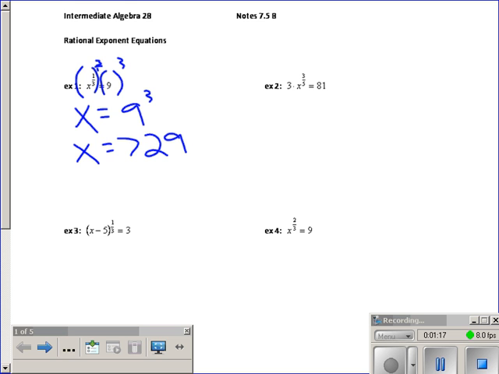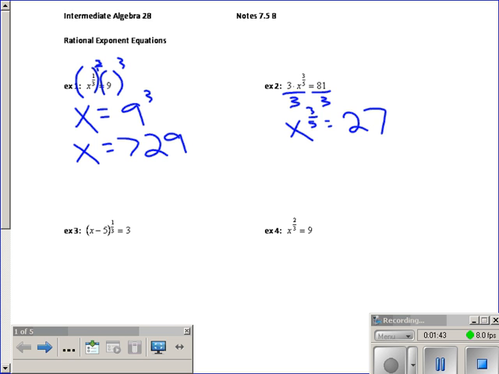For our second example, we have 3 times x to the 3/5 power equals 81. Now, when we had radicals previously, the first thing we said was we had to get the square root by itself. So in this case, we have to get the exponent by itself. So we're going to get rid of that 3. Since it's multiplication, we're going to divide both sides by 3. So now we have x to the 3/5 equals, and we do 81 divided by 3, which is 27.